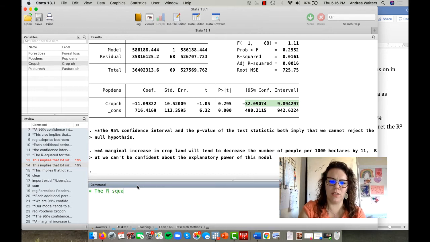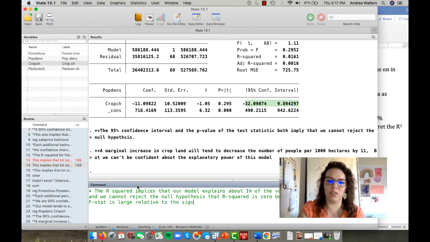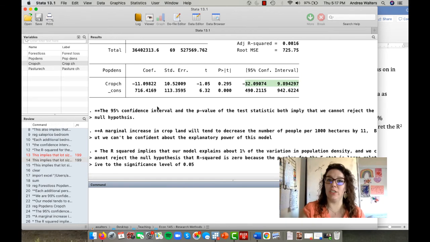The R-squared implies that our model explains about 1% of the variation in population density, and we cannot reject the null hypothesis that R squared is 0 because the p-value for the F statistic is large relative to the significance level of 0.05. So basically, this is not a good model, right?